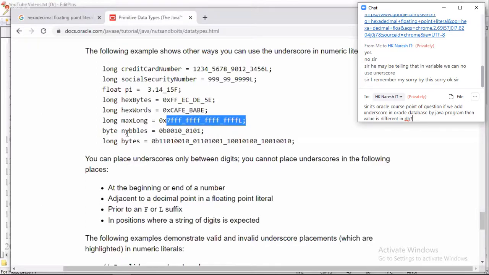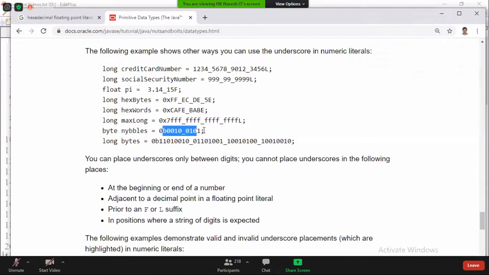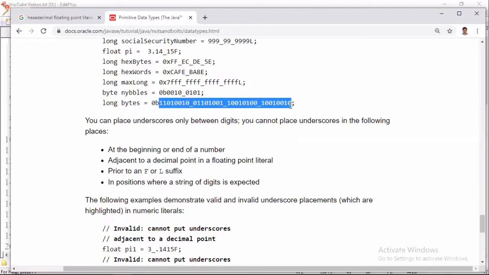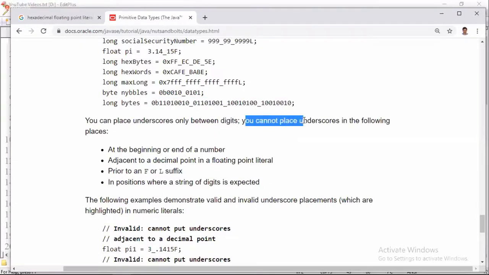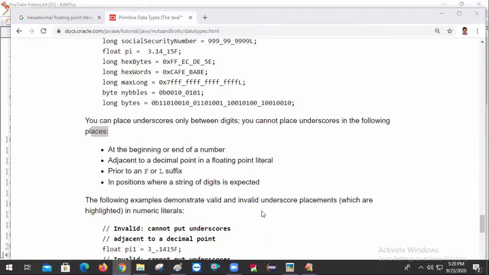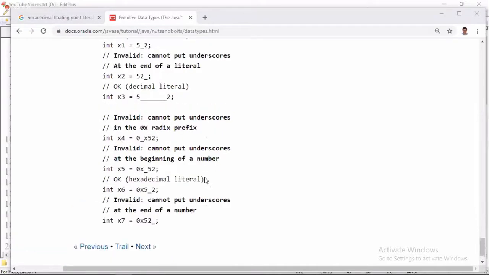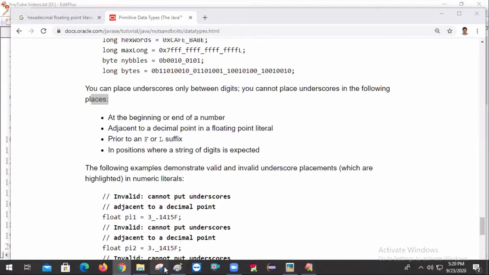Next, nibbles, something like 0b0010_0101. If you want to separate them, a long big number, you can place underscore only between digits. You cannot place underscore in the following places. I have some rules. Listen, I'm coming to that point, don't worry. After understanding our own test cases, I'll come here to solve these questions, which is valid and which is invalid.